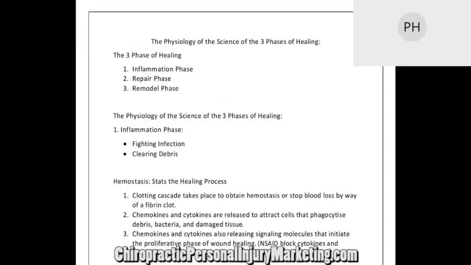So again, we're talking about the 3 phases of healing: the inflammation, repair, and remodel phase. Let's go into some of these main points here. So the physiology of the science of the 3 phases of healing. So we're looking at the inflammation phase. What are we typically trying to do, and what's the body trying to do in the inflammation phase? This is where it's trying to fight infection and clear debris, okay?